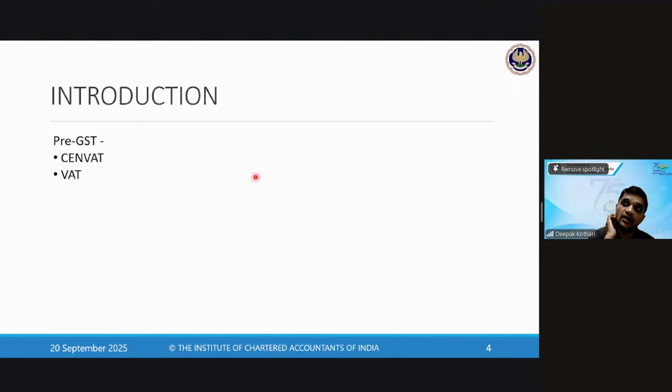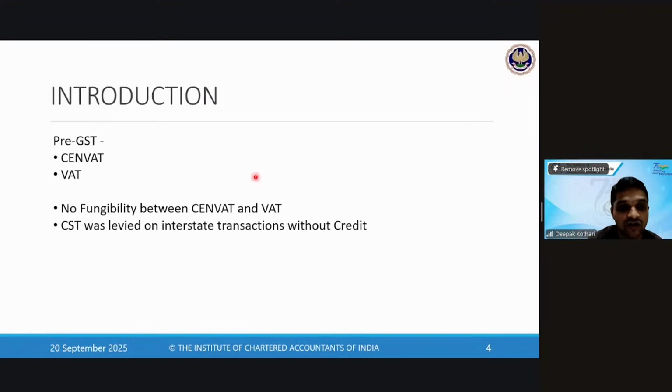So since the first person is a manufacturer, the second person may not be a manufacturer. He can be a trader, only buying and selling. So that SENVAT will be added to his cost and used to increase his cost. That is the meaning of there was no fungibility between SENVAT and VAT.